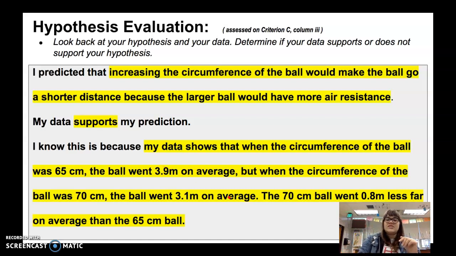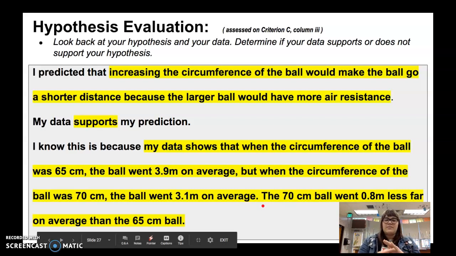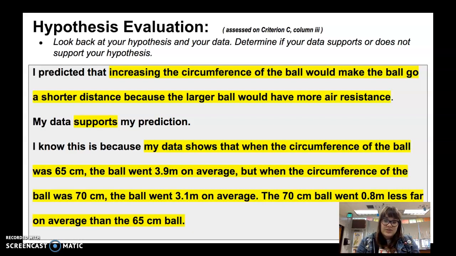Then I add one more sentence here just to clarify so that my teacher or the evaluator or the reader really knows that I know what I'm talking about. So I summarize again and I say the 70 centimeter ball went 0.8 meters less far on average than the 65 centimeter ball. Again, the first two parts of this should be pretty simple to fill out. The last one, you just have to do a little bit of thinking. Please keep in mind that you are trying to explain to me what it is that you know.